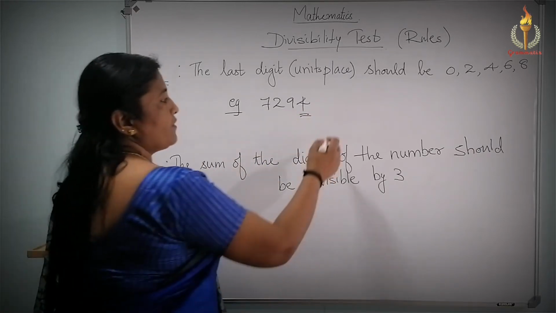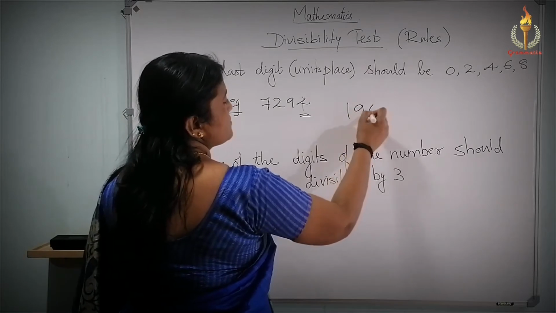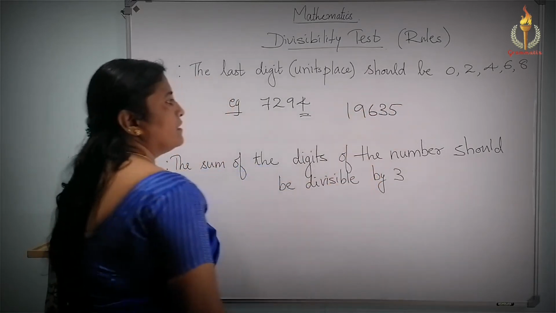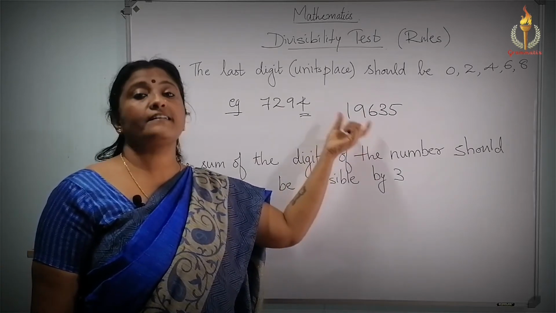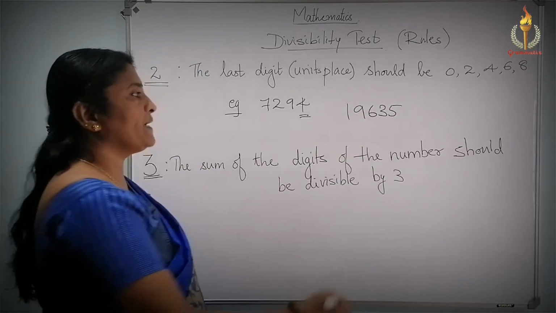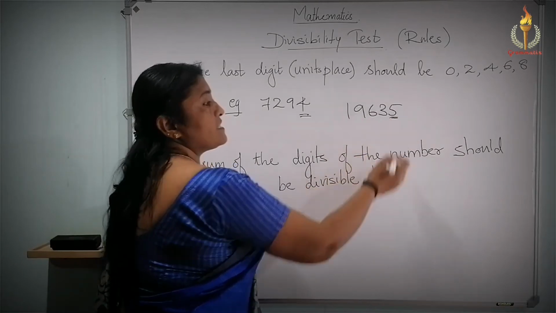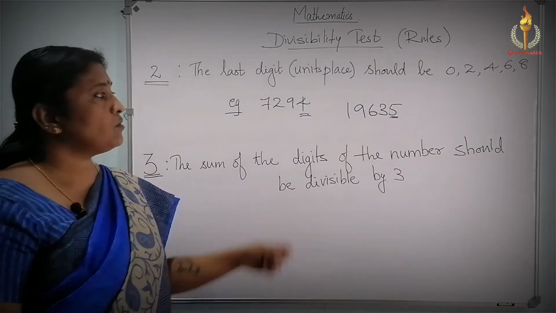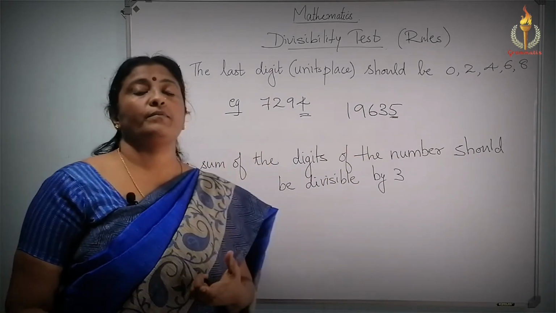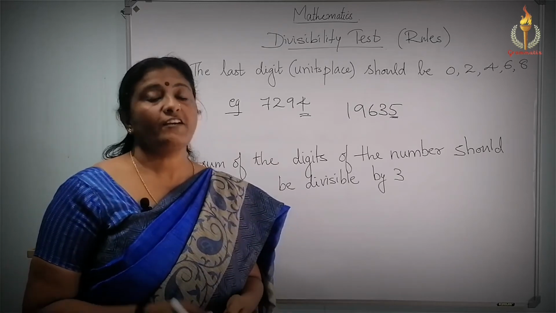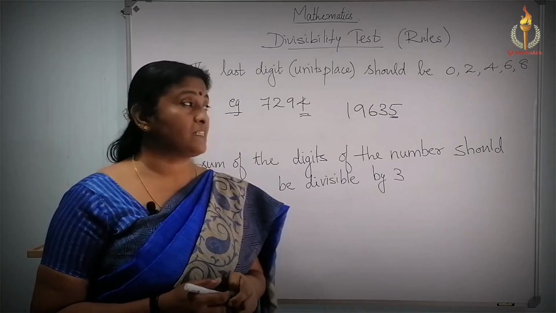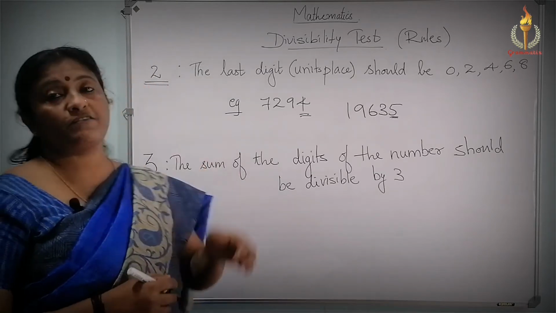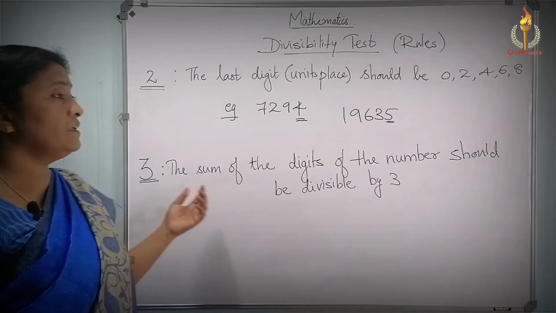Similarly, if I am giving you a number 19635, by looking at this number itself, we can understand that it is not divisible by 2 because the units place digit is 5. So in short, a number is divisible by 2 if it is an even number, that is, it ends with 0, 2, 4, 6, 8. So this is the divisibility test for 2.